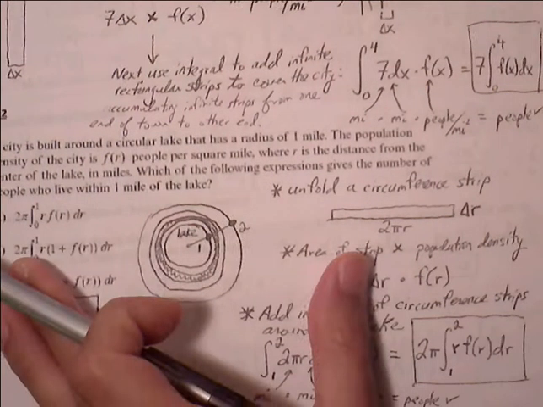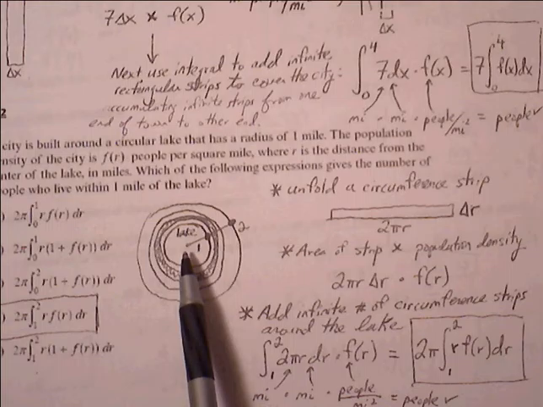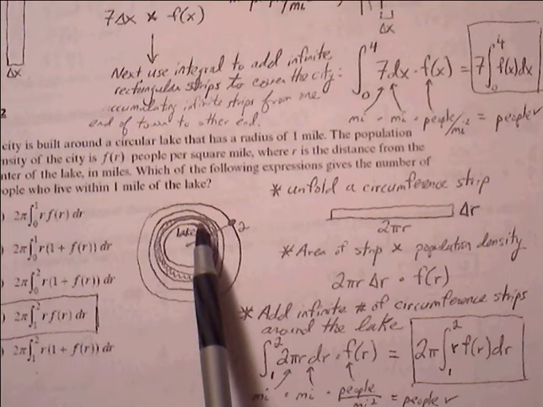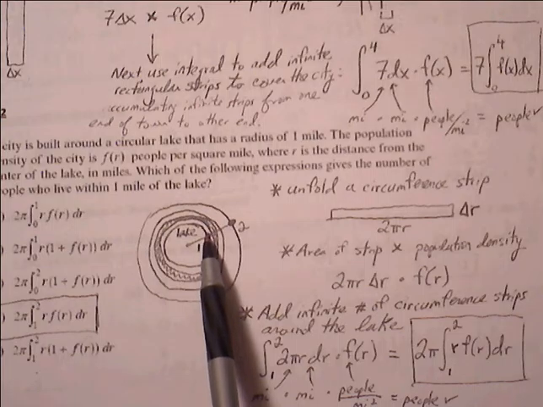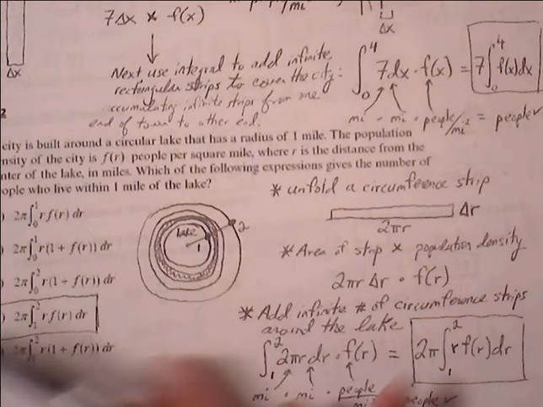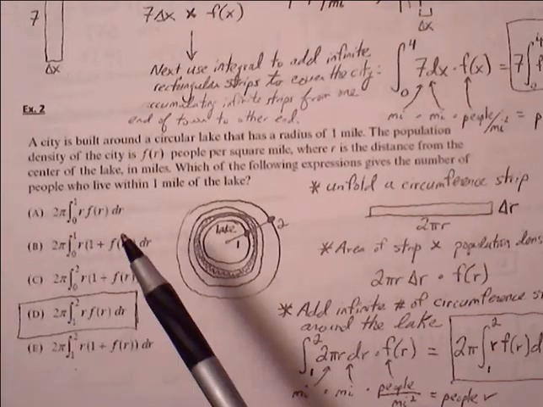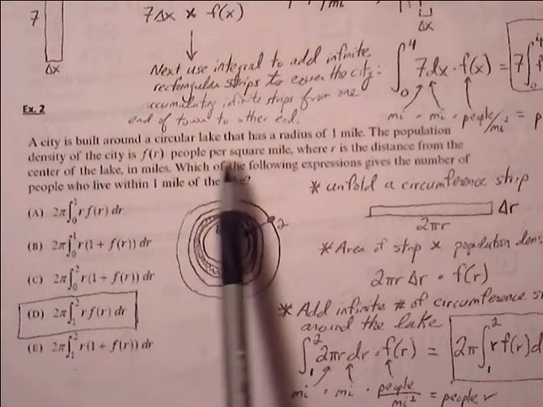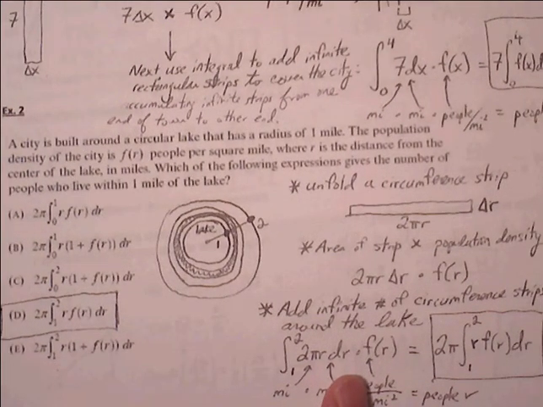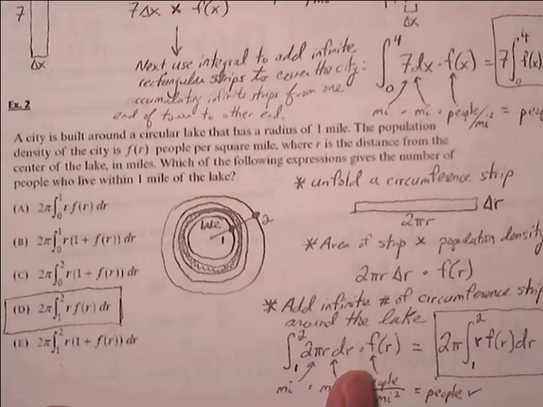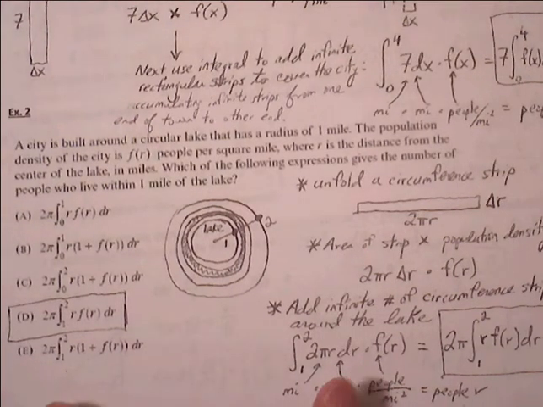Example 2. A city is built around a circular lake that has a radius of 1 mile. So here's the lake. From the center of the lake to the shore of the lake is a radius of 1 mile. The population density of the city is f of r people per square mile, where r is the distance from the center of the lake in miles. Which of the following expressions gives the number of people who live within 1 mile of the lake?